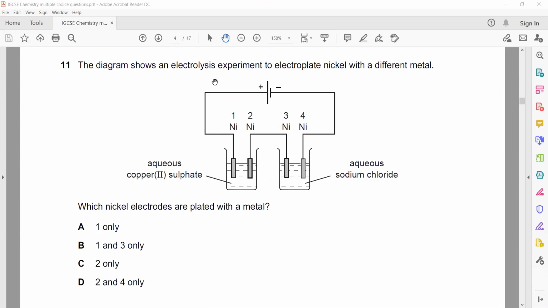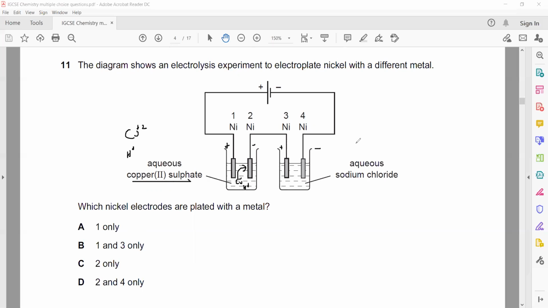The diagram shows an electrolysis experiment to electroplate nickel with a different metal. Here we have copper sulfate and the other one is aqueous sodium chloride. Which nickel electrodes are plated? The electrolyte should have a less reactive metal. Aqueous copper sulfate contains copper ion and hydrogen ion. Copper is less reactive, so copper will move towards plate 2. So plate 2 will have a layer of copper.